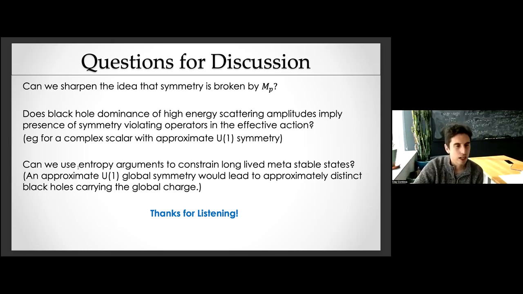And another question you might ask is whether you could try to use entropy arguments to motivate this kind of conjecture. The original arguments about no global symmetries have to do with not liking remnants, not liking exactly stable remnants. If we have just an approximate global symmetry, not an exact global symmetry, we'll have very long-lived remnants, but not exactly stable. But maybe we can still use entropy arguments to say why we don't like them.